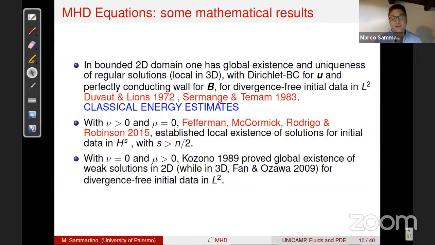And when supposing the viscosity equals zero, and instead the magnetic permeability greater than zero, Cozono proved global existence of weak solutions in 3D for divergence-free initial data in L2. And there is a similar result in 3D for Fan and Ozawa in 2009.